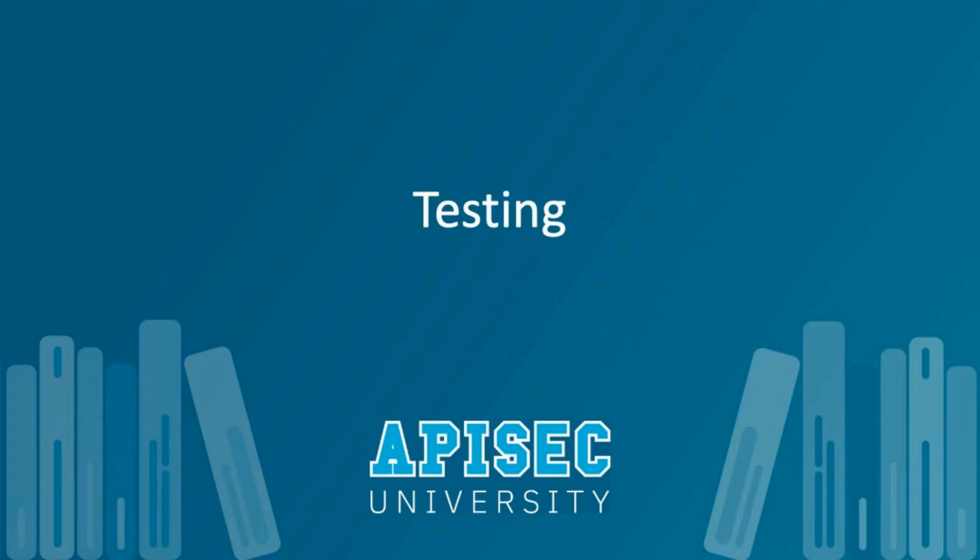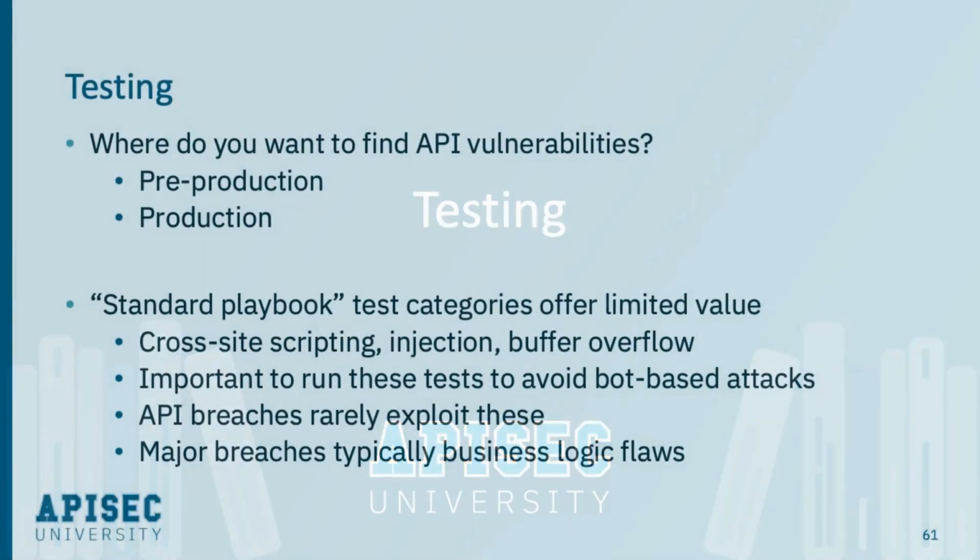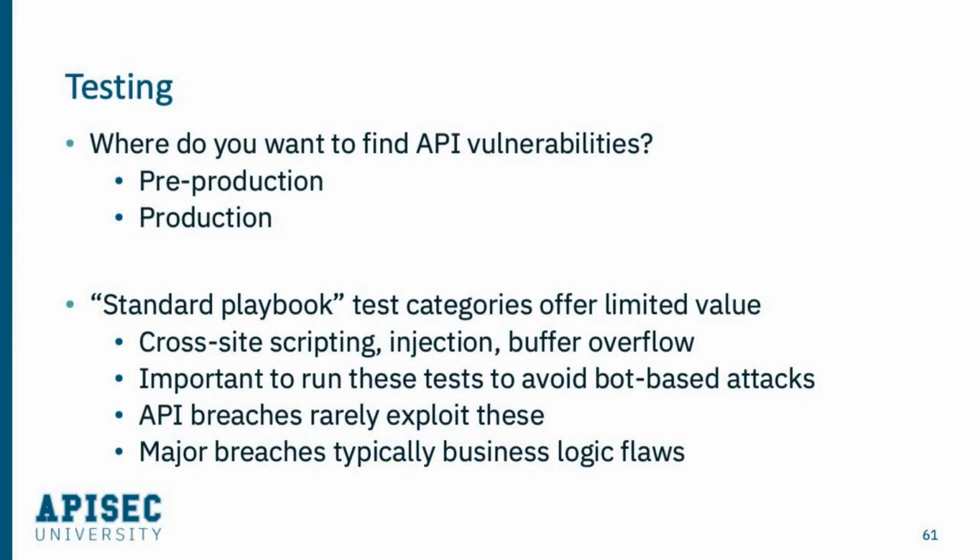So moving on to the next element of the three pillars of API security is testing. And here the goal is to ensure that your APIs are free of vulnerabilities, lack business logic flaws and the like. And the question here, where do you want to find them? Do you want to find them pre-production or in production?